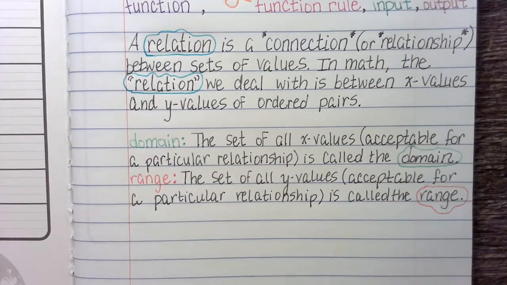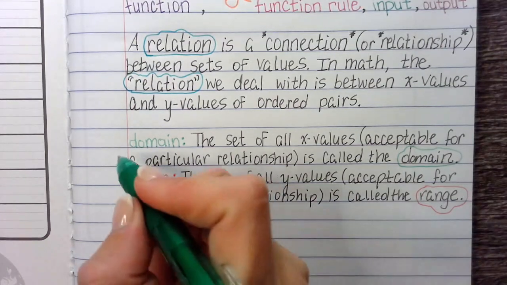So the definitions we have here are that the domain will be the set of all x values, and in parentheses, acceptable for a particular relationship. Now, why do we say acceptable for a particular relationship? Well, when we're dealing with a certain word problem, maybe we're talking about age of a person. If you're talking about age of a person, your domain is not going to be all real numbers.